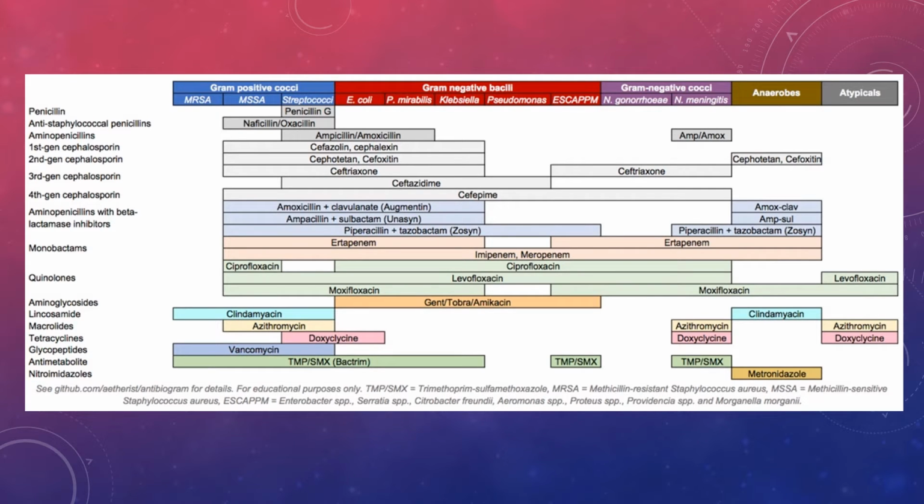So this chart is just building on that concept that I just said, that antibiotics are targeted towards certain organisms. You can see that certain antibiotics cover more than one group, so they're considered broad spectrum. But this is just for your FYI, not necessarily something that you need to have memorized. I certainly don't.